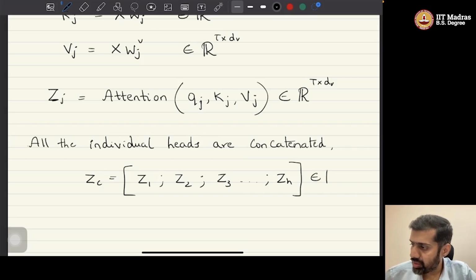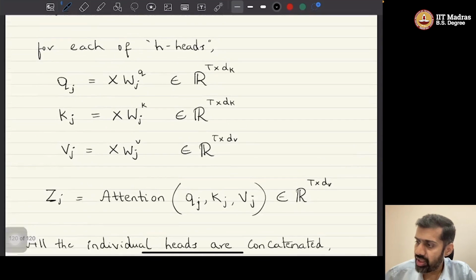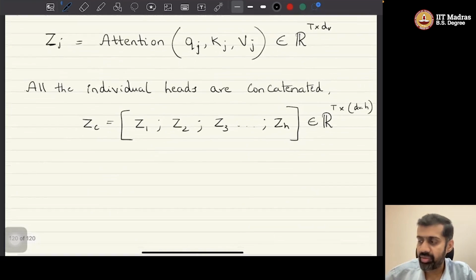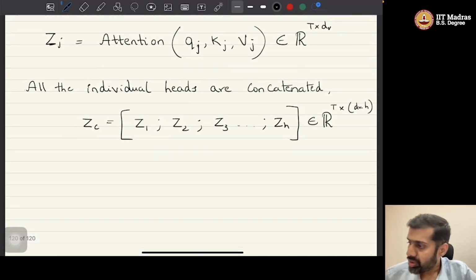This lies in R^(T×...). Each of them lies in dimension d_v, and we have h of them. So this is d_v times h. Recall that d_v times h is also made to be equal to d_m typically. So d_v times h gives us d_m back, right? That is the desired model dimensionality. So this is equal to R^(T×d_m).